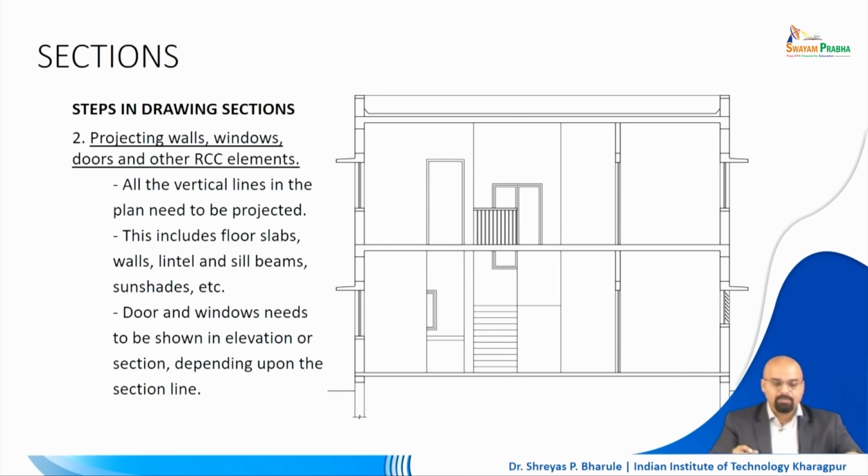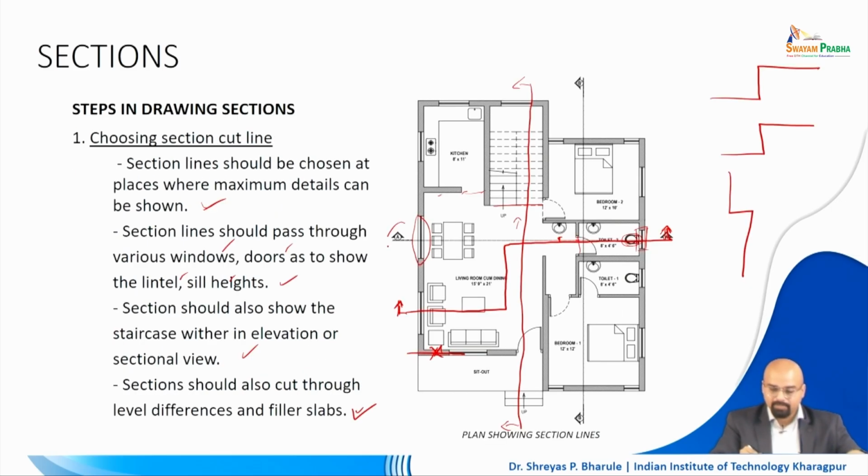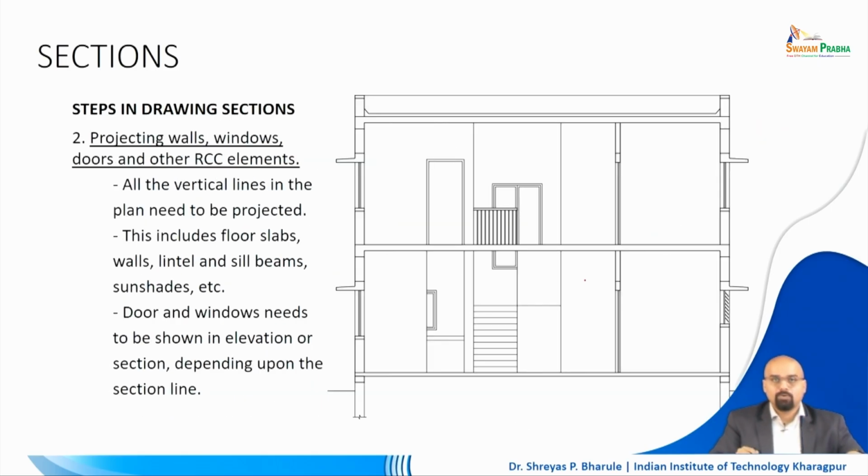So how do we start? We start by projecting the walls. The very first step that we will take, this is section AA, this particular section. This is how it will look. The first step is to project the walls and windows and all the RC elements which are there.